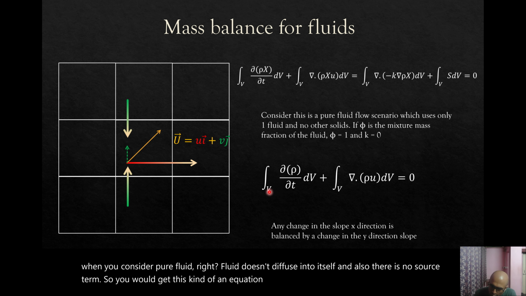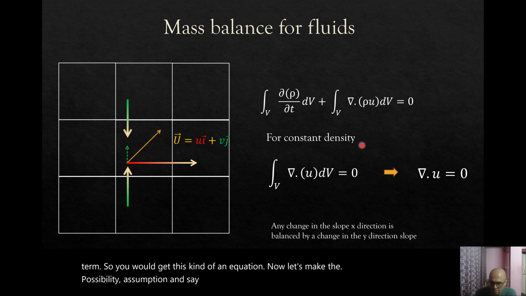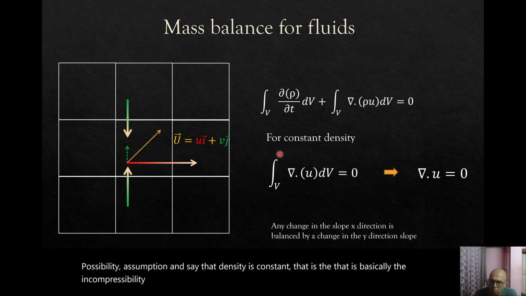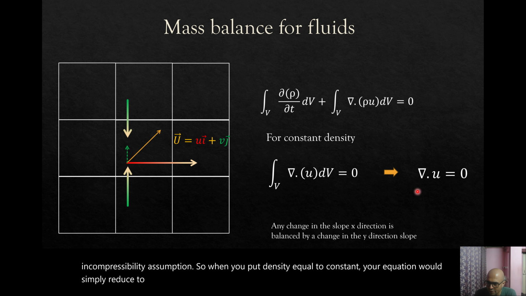Now let's make the incompressibility assumption, and say that density is constant. That is basically the incompressibility assumption. So when you put density equal to constant, your equation would simply reduce to this, and then you can say at every node del dot u is equal to 0 is holding, right?